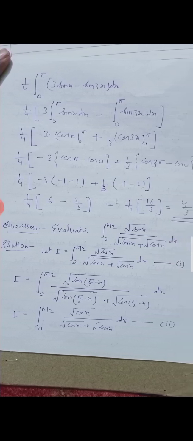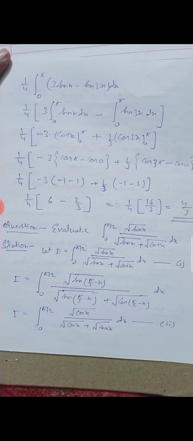Now again 1 by 4 in bracket 3 integral 0 to pi sin x dx minus integral 0 to pi sin 3x dx. This is 1 upon 4 in bracket minus 3 cos x from 0 to pi plus 1 upon 3 cos 3x from 0 to pi. Again this is 1 upon 4 in bracket minus 3 (cos pi minus cos 0) plus 1 upon 3 (cos 3 pi minus cos 0). Again this is 1 upon 4 in bracket minus 3 times minus 1 plus 1 upon 3 times minus 2. This is 1 upon 4 (6 minus 2 by 3). So after solving this will be 4 by 3.